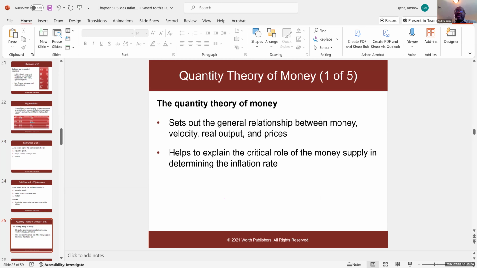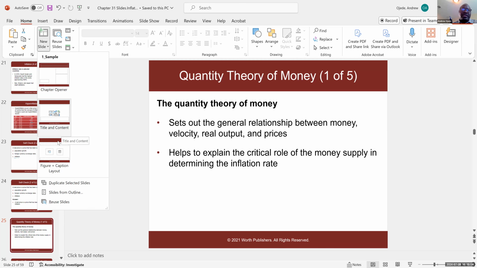So now let's talk about the quantity theory of money. The quantity theory of money basically sets out a general relationship between money, velocity, real output, and prices. It helps to explain the critical role of money in determining the inflation rate. So I want to talk about it here. I'm going to start by defining what those concepts are.